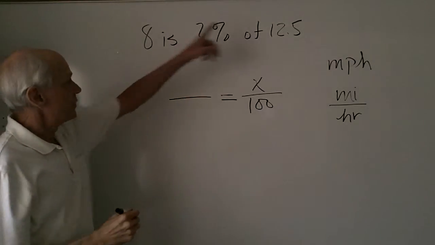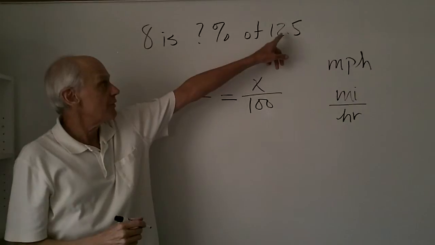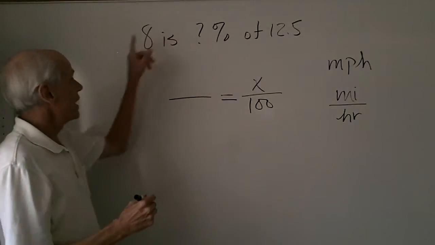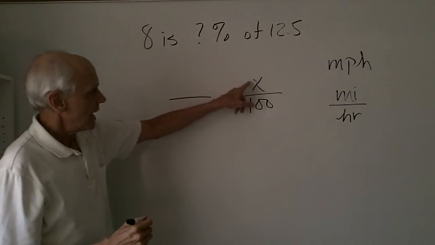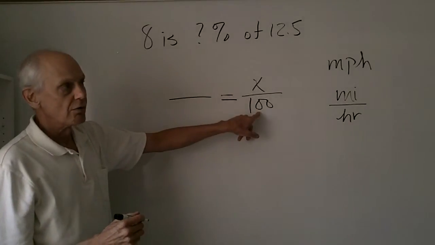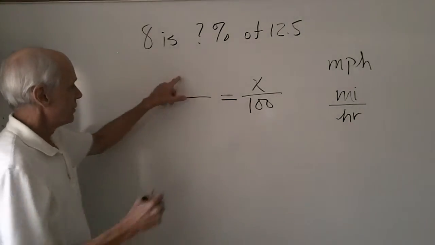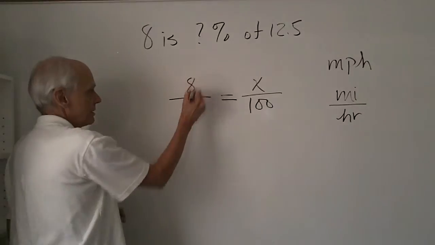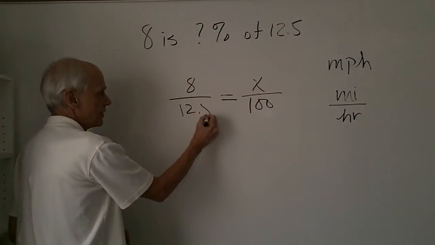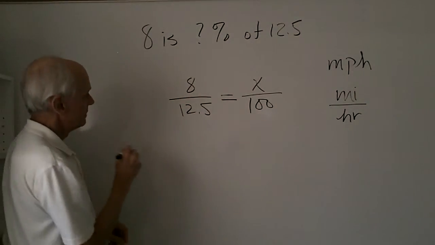We said 8 is what percent of 12.5? Well, 12.5 is the whole, 8 is the part. X is the part, 100 is the whole, and we're talking about percent. So the 8 would go with the part, the 12.5 would go with the whole.